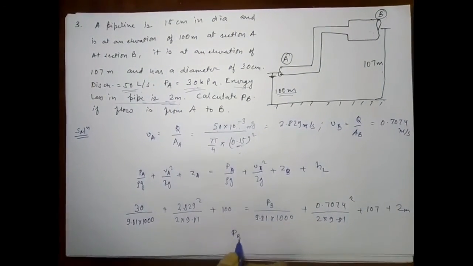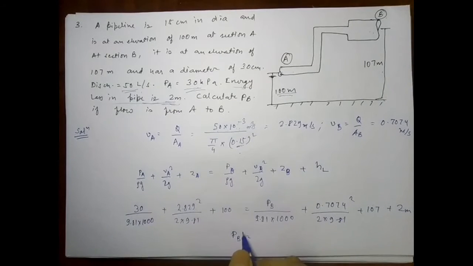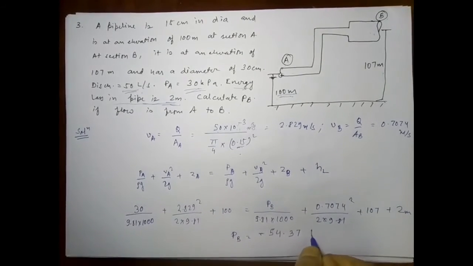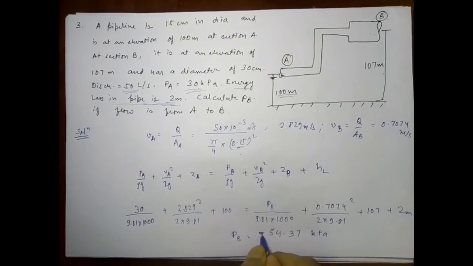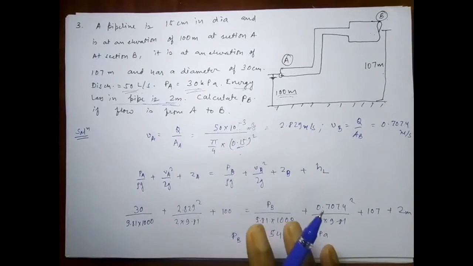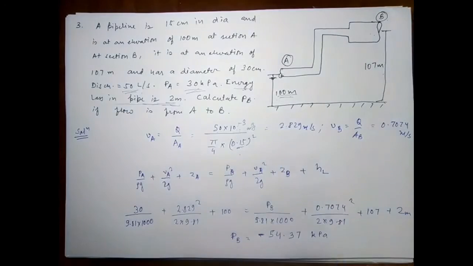Upon solving this one, we get PB is equal to minus 54.37 kilopascal, and this negative sign is because it is basically a gauge pressure, so the measurement can be in positive or in negative direction. You might say that there can be a pressure drop in this particular case.